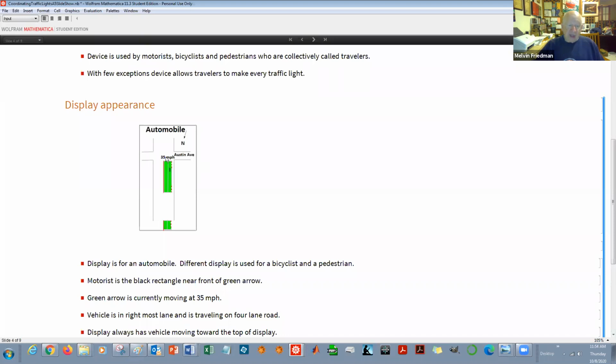This indicates that the green arrow is moving at 35 miles per hour, so that if a motorist was outside of the green wave, he could do either one of 2 things. He could speed up to catch the green wave ahead of him to make all the traffic lights, or if he was over here, he might slow down so that he's at the beginning of the next green wave.